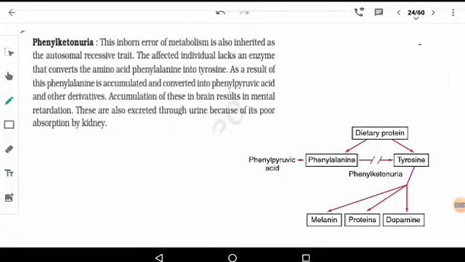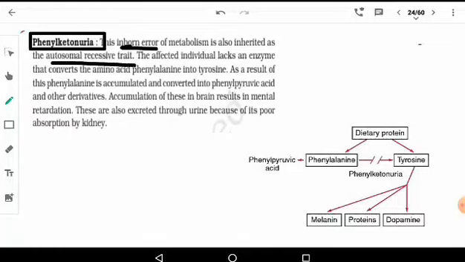Now let's see the next disease, that is phenylketonuria. Now, phenylketonuria is an inborn error. It is an inborn error of metabolism, and it is also an autosomal recessive trait.